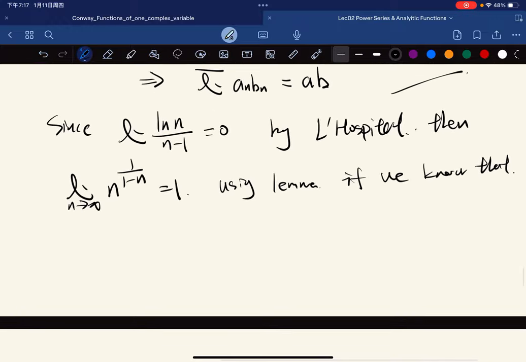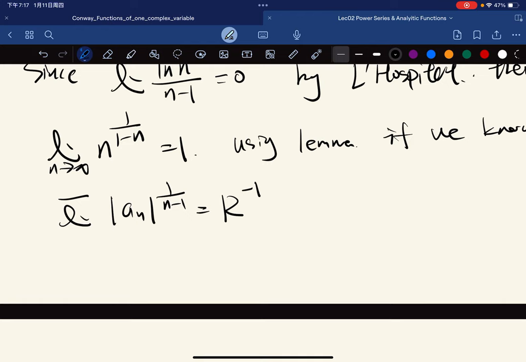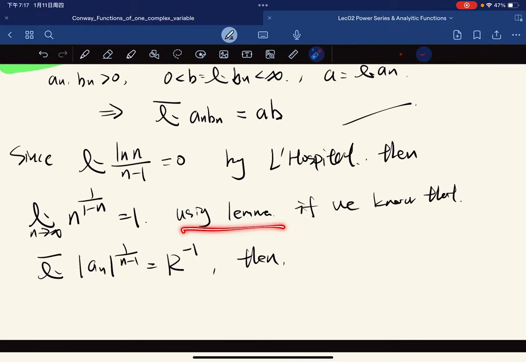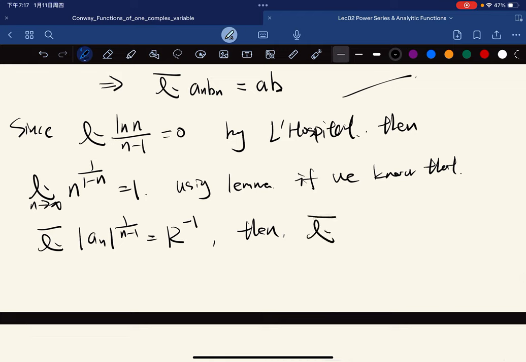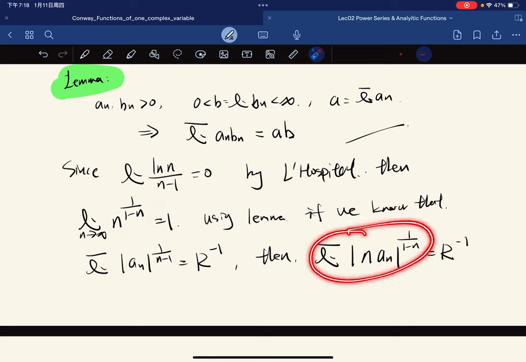if we can show that the upper limit of a_n to the n minus 1 is equal to r to the n minus 1, if we can show this is true, then we use the lemma, and we say that this is true. It's easy to see that, because the limit superior of a_n and b_n, so the limit superior of this times this, which is the limit superior of this, is equal to AB.